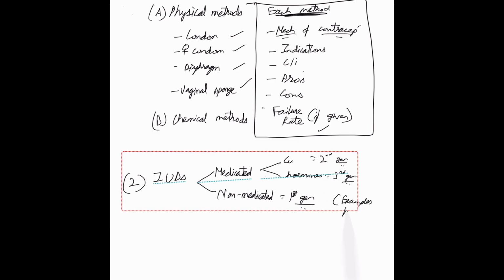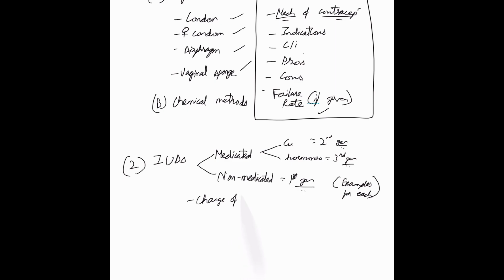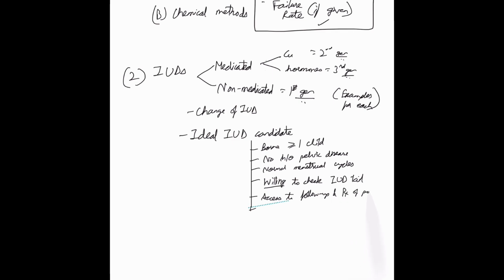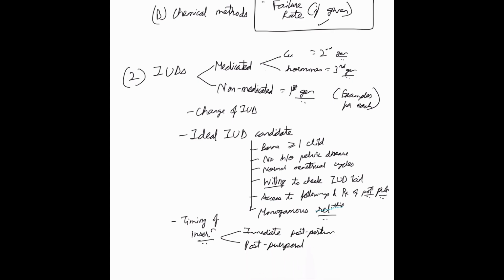So intrauterine devices can be medicated or non-medicated. Non-medicated ones are the first generation, copper medicated ones are the second generation, and hormonal medicated ones are the third generation. You should know the examples for each of them as well. We should also know when to change an IUD and what the requirements are for an ideal IUD candidate. They should have borne more than one child, no history of pelvic disease, and normal menstrual cycles. They are willing to check the IUD tail. They should have access to follow-up and treatment facilities for potential complications, and they must be in a monogamous relationship.